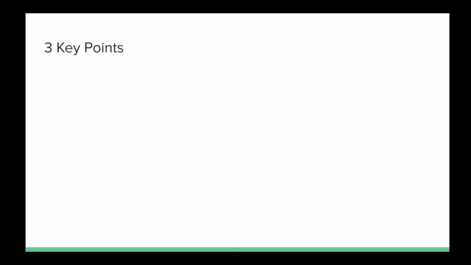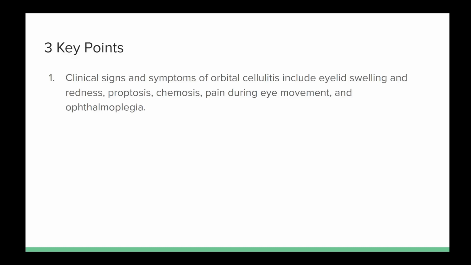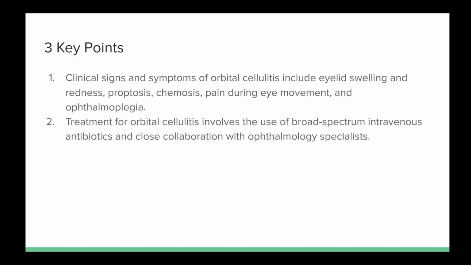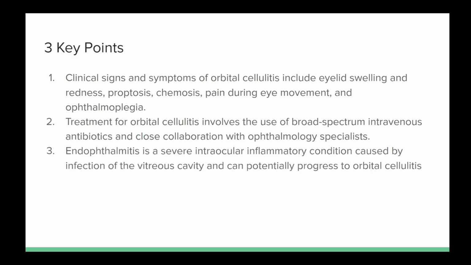So, 3 key points on endophthalmitis and orbital cellulitis. The clinical signs and symptoms of orbital cellulitis include eyelid swelling, redness, proptosis, chemosis, pain with eye movement, and ophthalmoplegia. Treatment involves the use of broad spectrum IV antibiotics and close collaboration with ophthalmology. And endophthalmitis is the more severe form that involves an intraocular component, not just the orbit, caused by infection of the vitreous cavity, and can progress to orbital cellulitis or extend outside of the eye into the orbit.